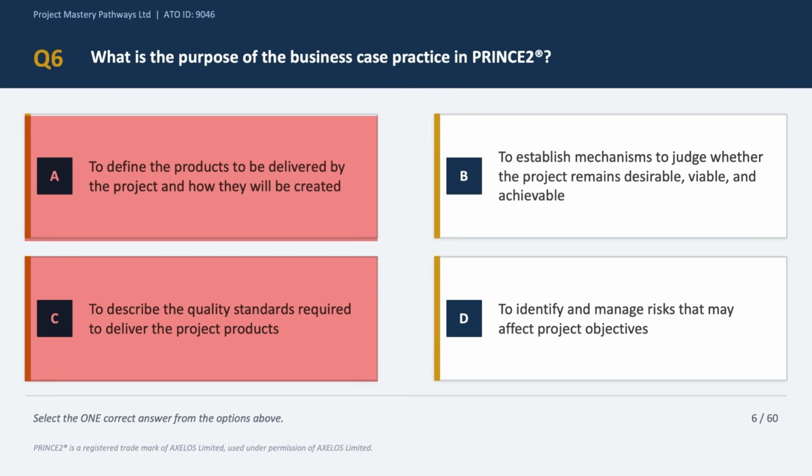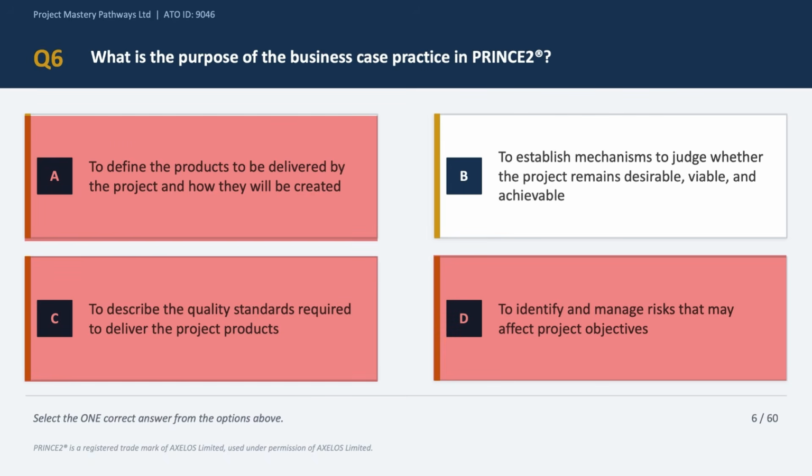Option D says to identify and manage risks. Now that is the purpose of the risk practice. So option D is incorrect as well. So the correct answer is option B, which says to establish mechanisms to judge whether the project remains desirable, viable, and achievable. So this looks like a good option because the business case practice gives the project board the means to continuously assess whether the project is still worth investing in, right? And that assessment happens throughout the entire life cycle of the project. So the correct answer is option B.